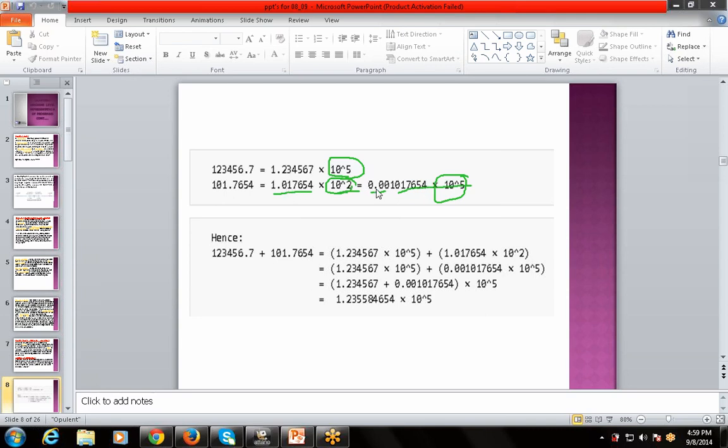So this becomes 0.000 at the shifting of 3 digits, and then 1017654. The first step is to make the exponent part the same, 10 power 5 and 10 power 5. It was 10 power 2, so we right shift by 3 digits. Why 3 digits? Because the difference between 2 and 5 is 3. So it is shifting from left to right.